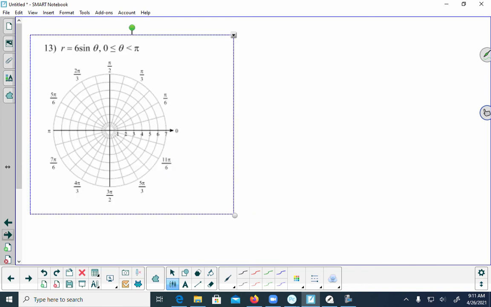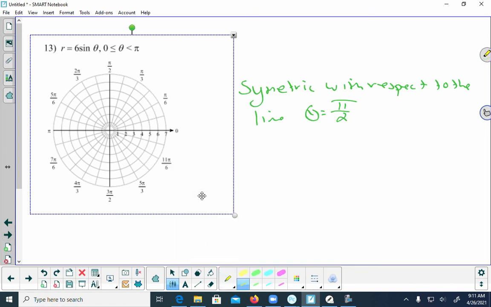Okay, then the directions for 13 tell you that you're going to want to make a chart to plot the points. And it's first asking what it's symmetrical to. So since it's a sine curve, I'm going to say that it's symmetric with respect to the line theta is equal to pi over 2. Since it's a sine function, just to remind you, that means I have this line at pi over 2. Whatever I graph on the left side will be the same thing on the right side.